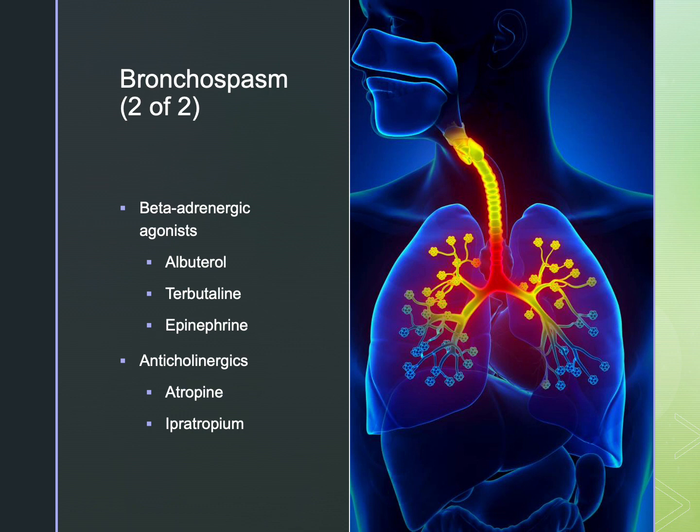Anticholinergics such as atropine and ipratropium bromide may also be administered. If bronchospasm persists, corticosteroids such as hydrocortisone and methylprednisolone may be delivered in aerosol form as well, but they're usually given IV.